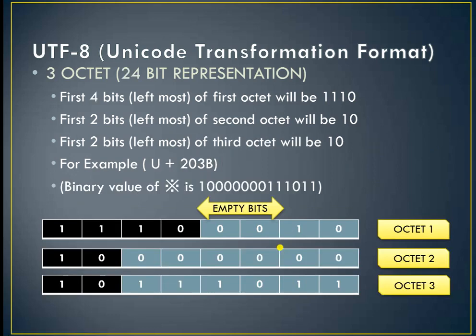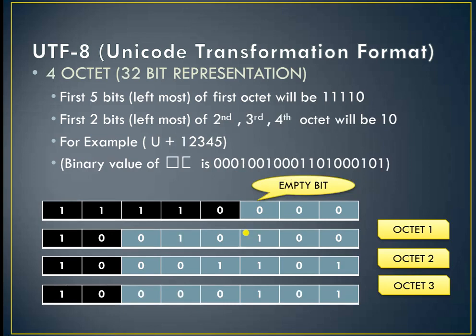Next is 3 octets, that is 24-bit representation. So when the value lies in 24-bit representation, then you need to draw 3 octets. So the example is U plus 203B. So this is the binary value of this symbol, this one. Then you have to first fill the control bits, then you have to put the value from the right hand side. You will start from the last octet, then you have to fill it, and if any bit is remaining, then you have to just put 0, that represents the empty bits.